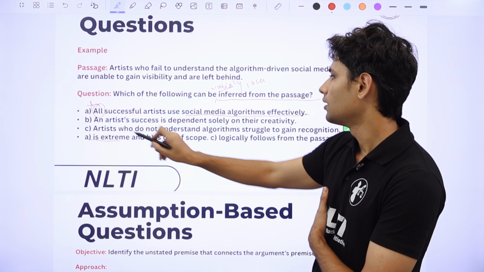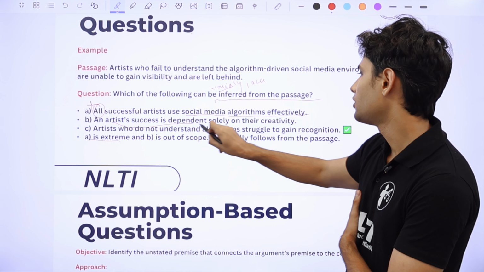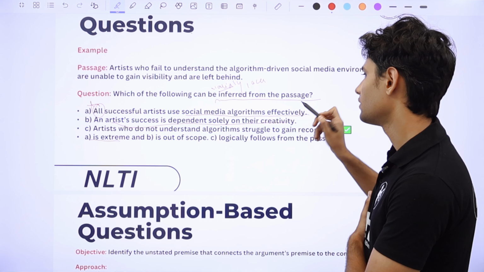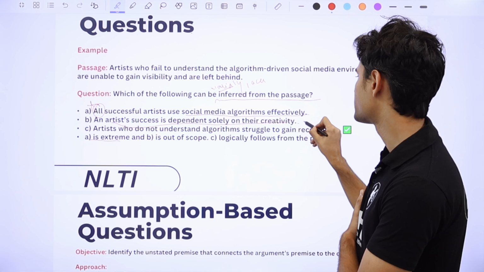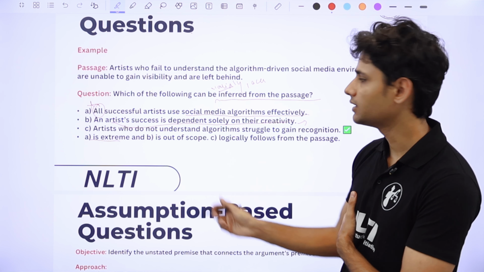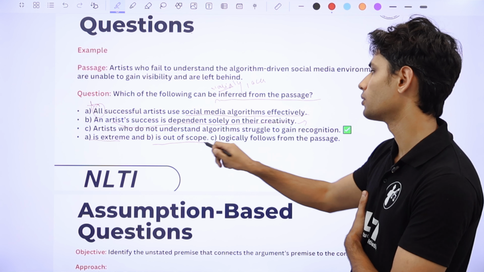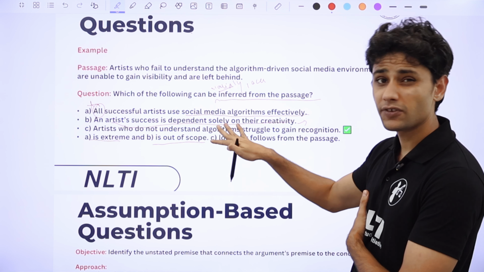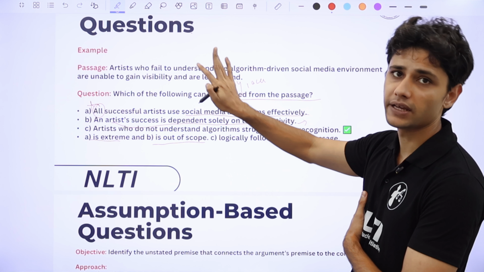Second is, an artist's success is dependent solely on their creativity. This one is nowhere being discussed in the passage, and that's why option B is out of scope, because this specific option is not being discussed in this passage.